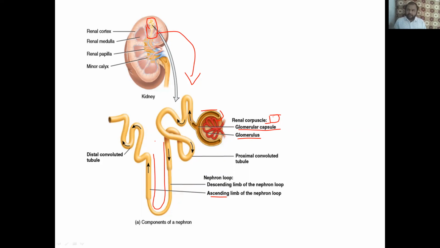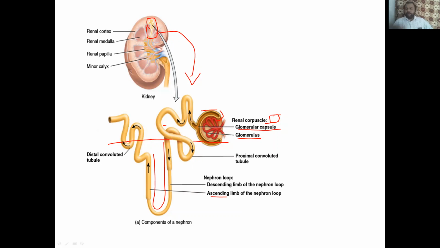So whether it is a cortical nephron or a juxtamedullary nephron, these portions are always in the cortex. Even in the juxtamedullary nephron, the renal corpuscle, proximal tubule, and distal tubule are always found in the cortex part.